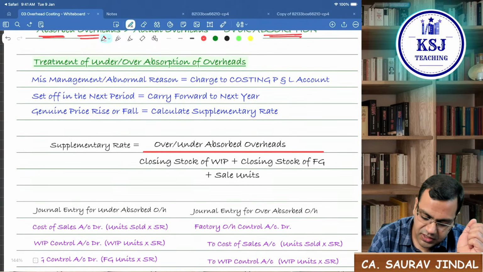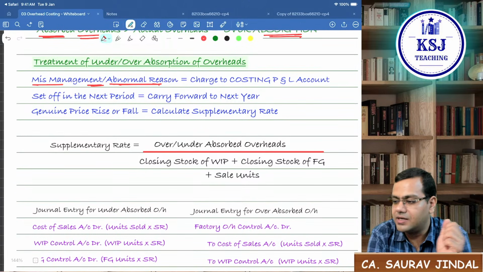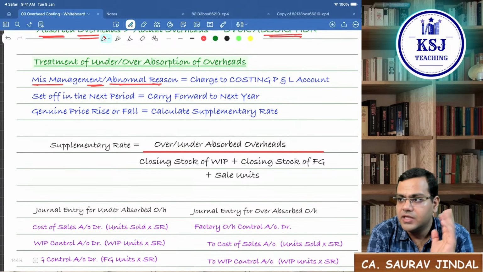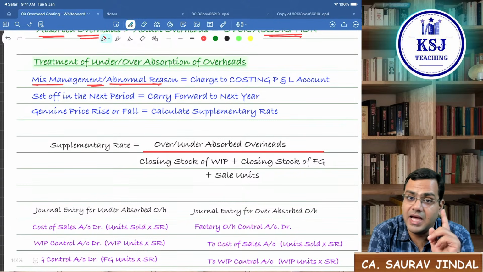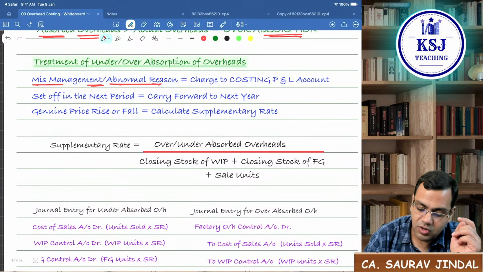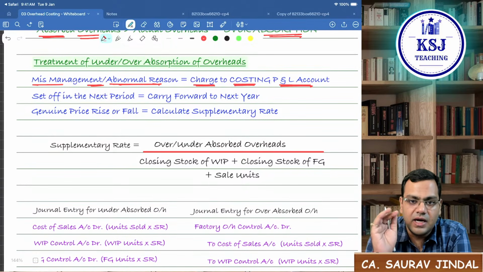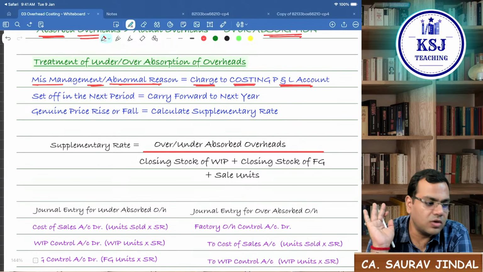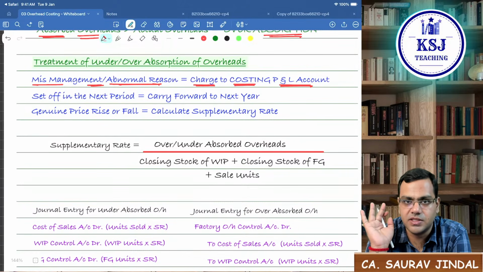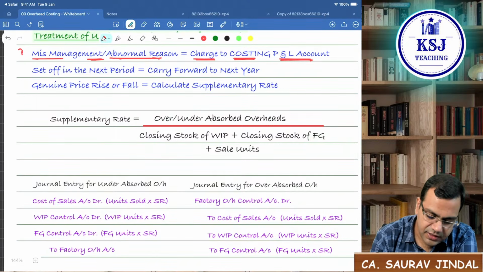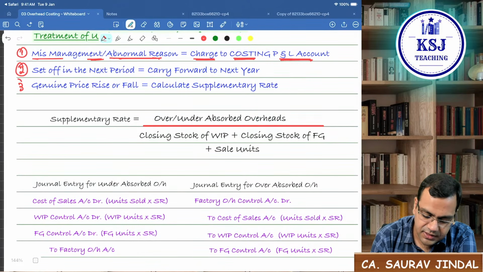The first reason is what? Mismanagement, or any abnormal reasons, that there was a problem with the planning part. They could not calculate the figures correctly. So this is an abnormal reason, always charged to costing P&L. Whatever is the under or over absorption, we will take that value to costing P&L. It will directly hit our profits. Clear? Next, this is the first reason, now the second reason.